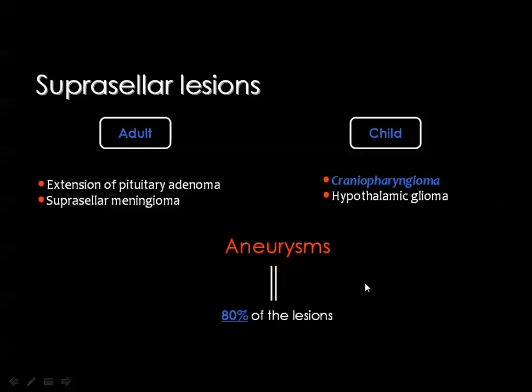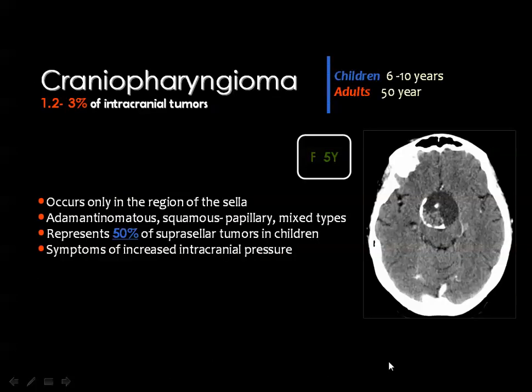Then aneurysms are equally distributed in both ages, and aneurysms are considerably common in the suprasellar area because of the presence of the circle of Willis in this particular anatomic structure. Starting with lesions arising in the pediatric age group, we have the craniopharyngioma and the hypothalamic glioma.